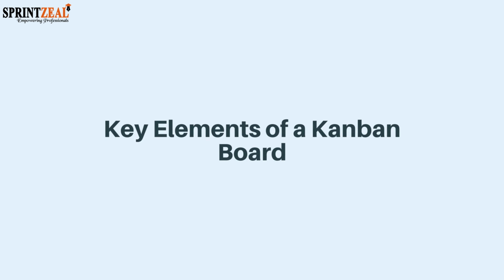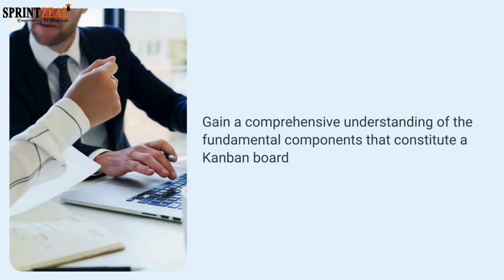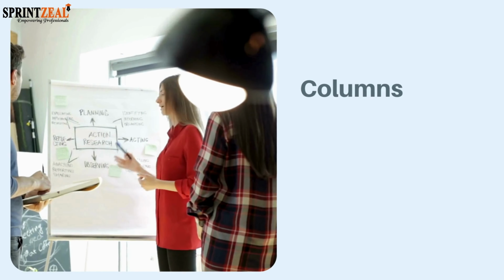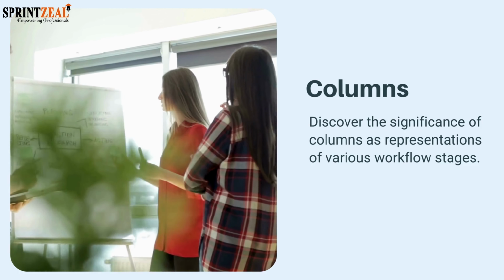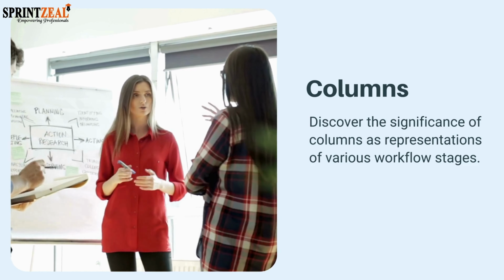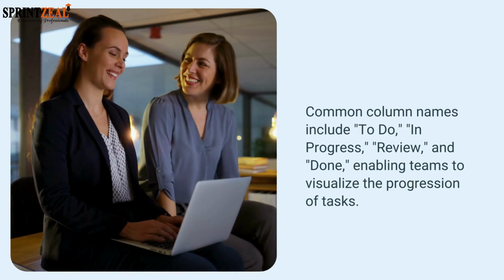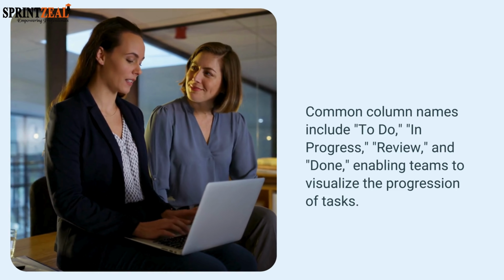Key elements of a Kanban board. Gain a comprehensive understanding of the fundamental components that constitute a Kanban board. Columns. Discover the significance of columns as representations of various workflow stages. Common column names include To Do, In Progress, Review, and Done, enabling teams to visualize the progression of tasks.